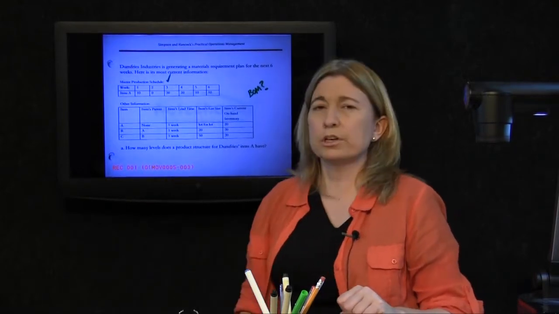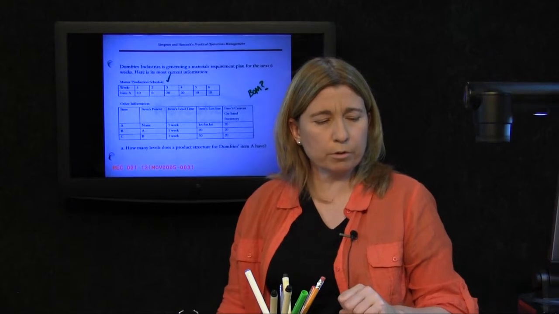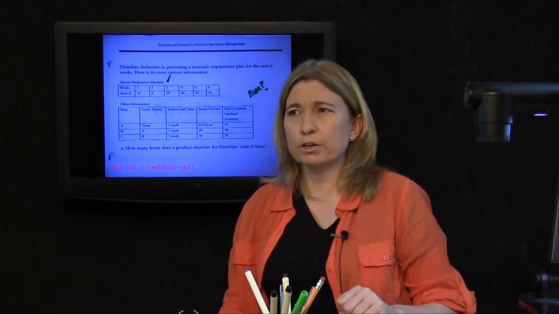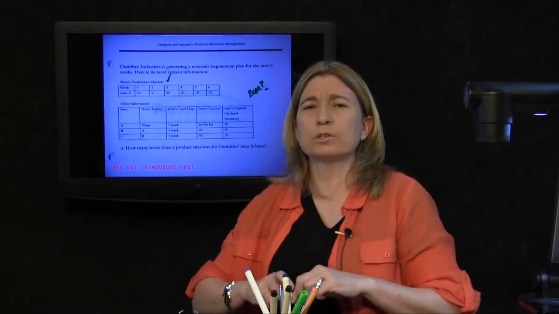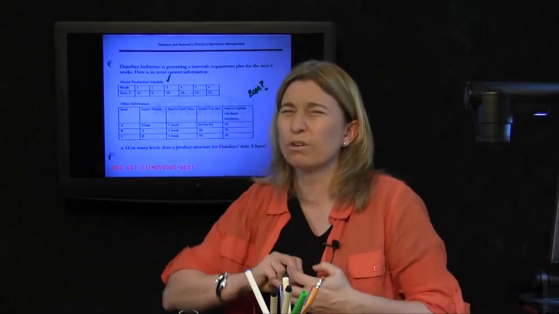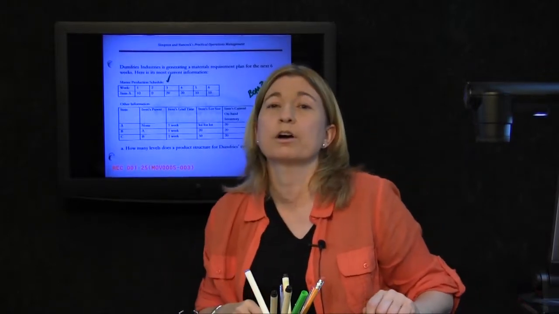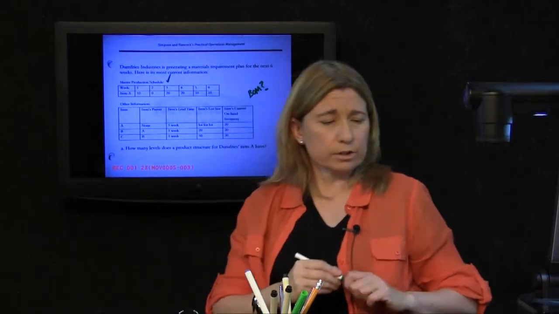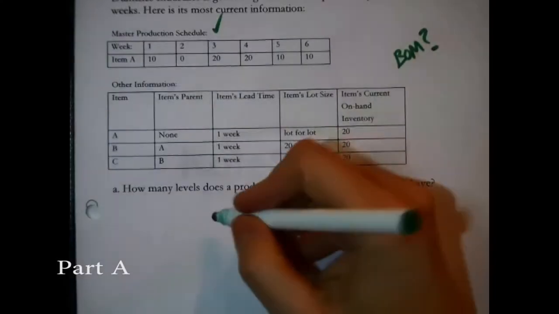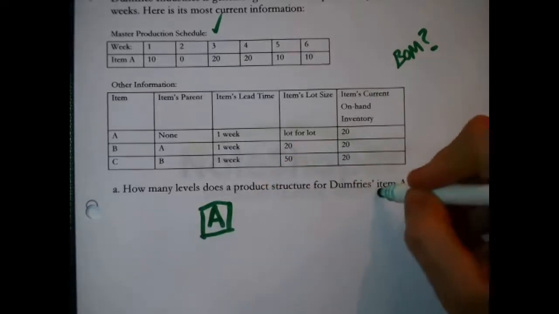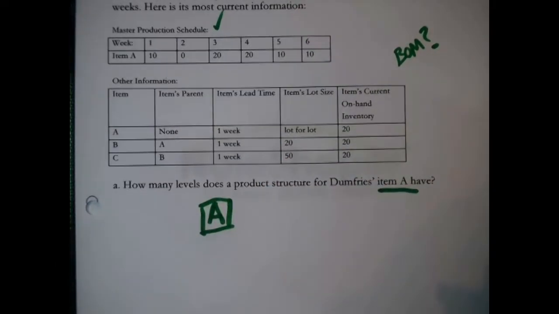The first question: how many levels does a product structure for Dumfries item A have? It's inviting you to actually find the bill of materials. The bill of materials here is described. It's not drawn out in a nice, neat product structure diagram, but we could create a product structure diagram for Dumfries item A.